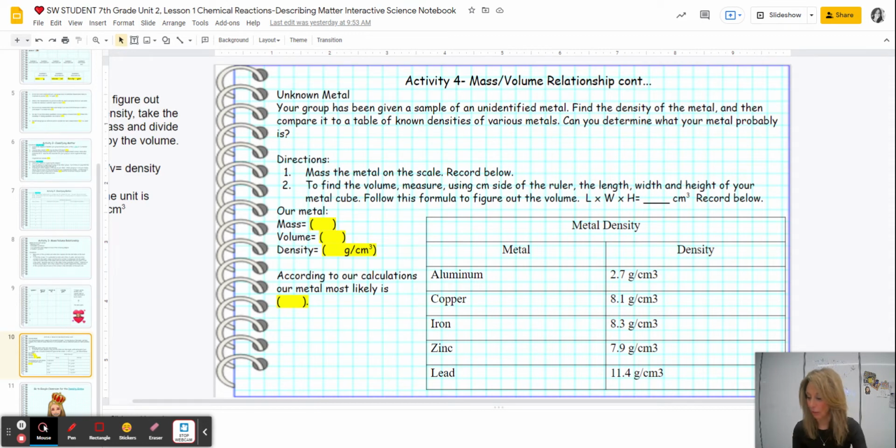All right, so the first thing that we're going to do is get its mass. So I'm going to turn on our massing scale, making sure that it's at grams and that it's going to read 0. I've got to place it on the table here to get it to go to 0. Okay, so there it is at 0 grams.